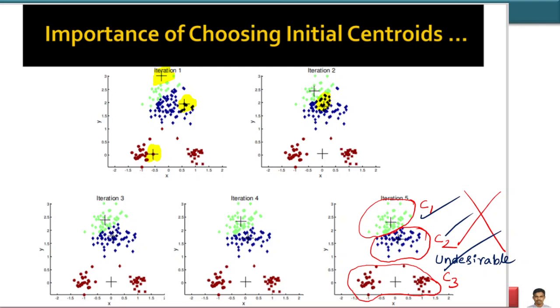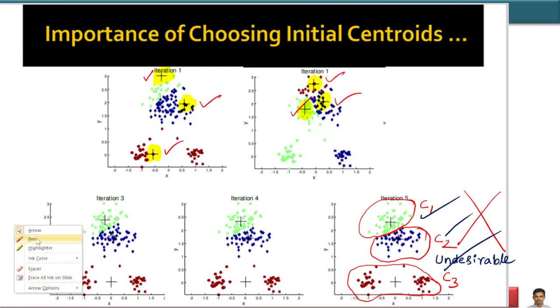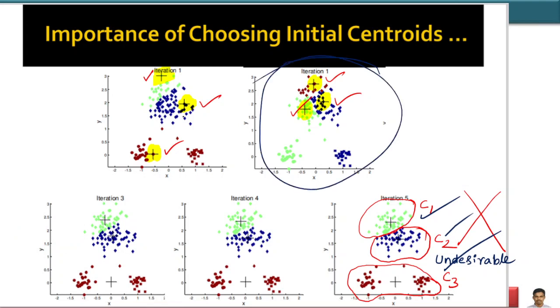So by just having a different initialization, this initialization generated undesirable results. The previous initialization, this one, generated what we want. So one of the big problems in K means, I should say, is initialization sensitivity, which means by just changing my initial points, we will get completely different results. This is a very nice example.